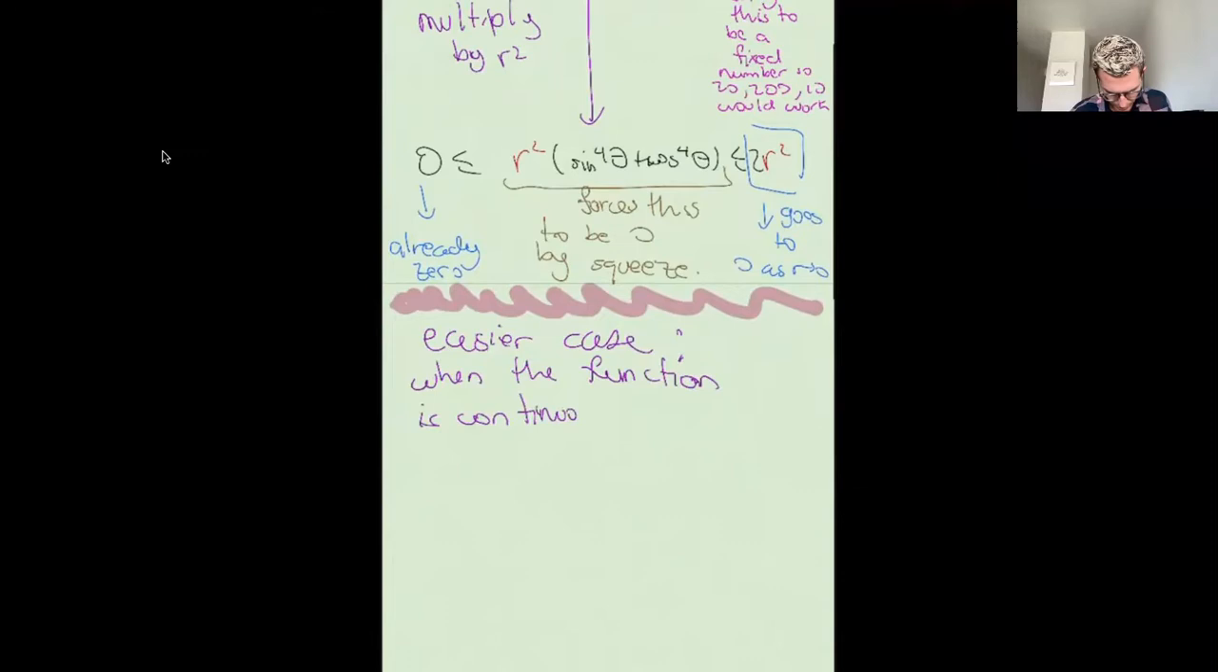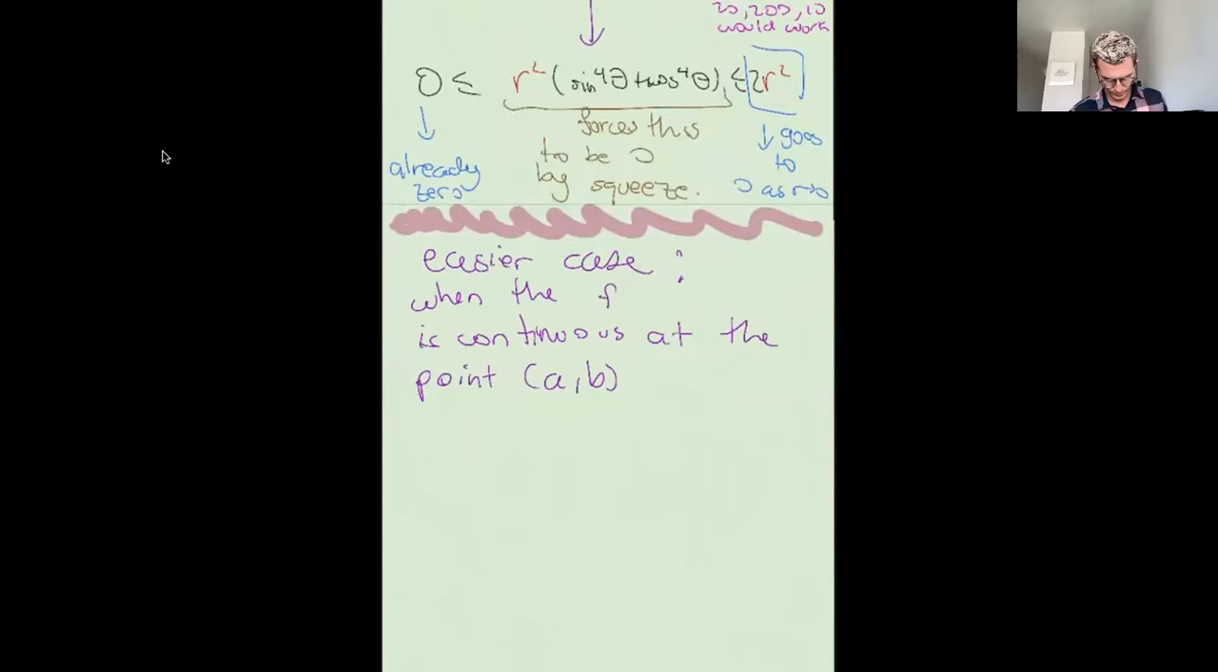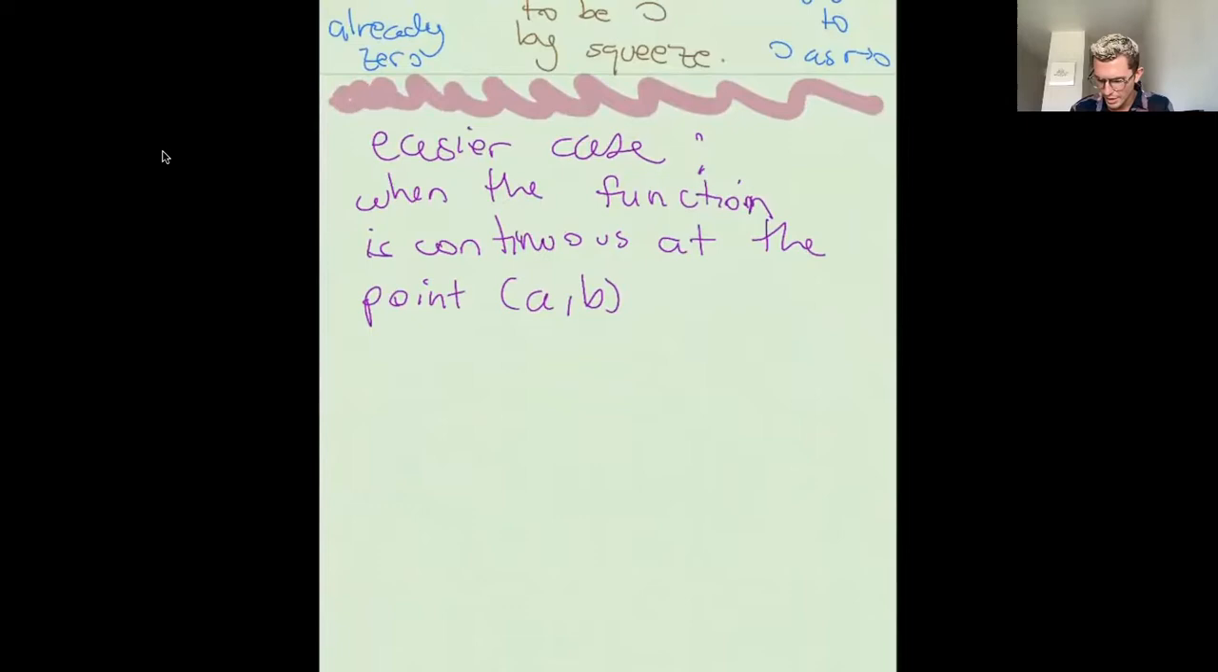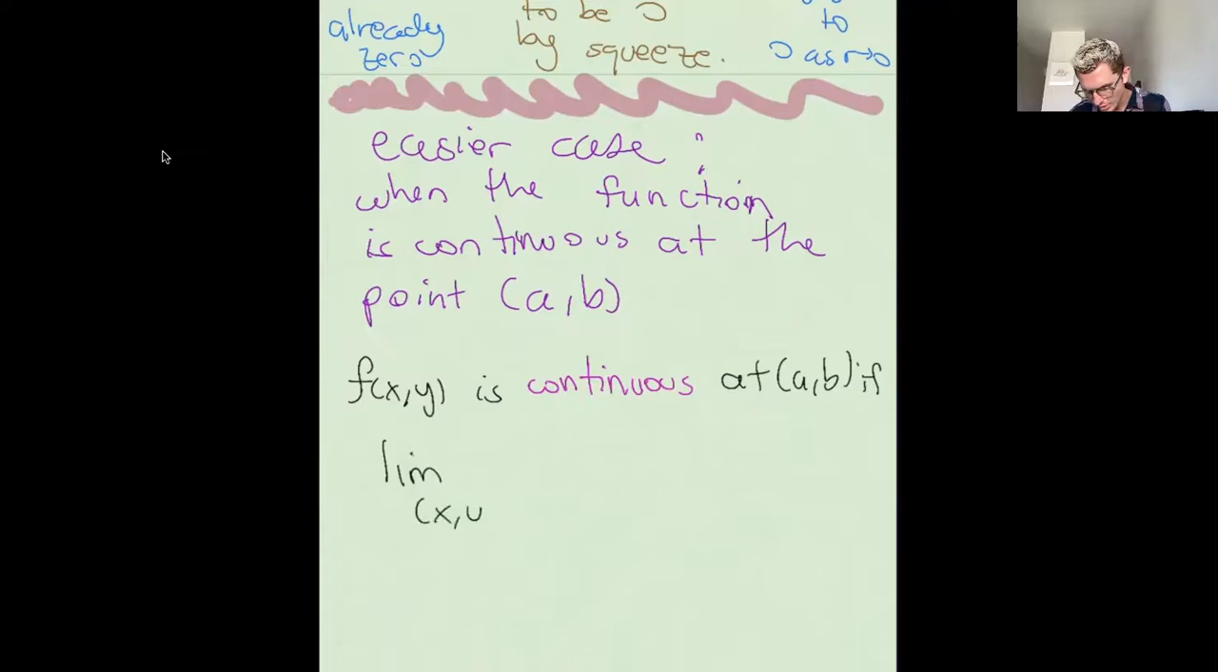I don't know if you remember what the definition of continuity was, but the definition in this case is that f of x comma y is continuous at a comma b if the limit agrees with the value of the function at that point, right? So the definition of continuity just is that the limit equals the value of the function at the point. Does this look familiar? It is essentially the same as what you saw in calc one, except that now there's an extra variable, right?